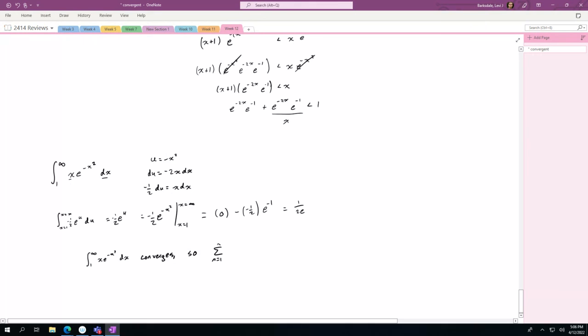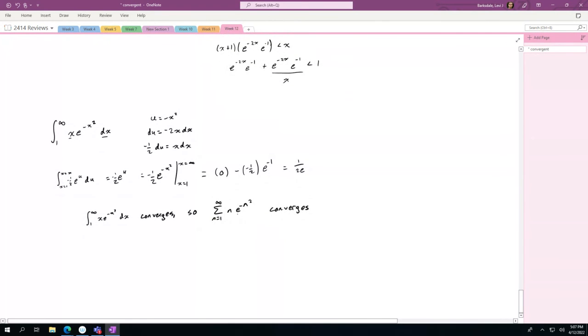So we say that the sum from n equals 1 to infinity of n e to the negative n squared also converges. One last thing to note: we cannot say that the sum of this series is 1 over 2e. The value of the integral is not the same as the sum. That's one thing to remember.